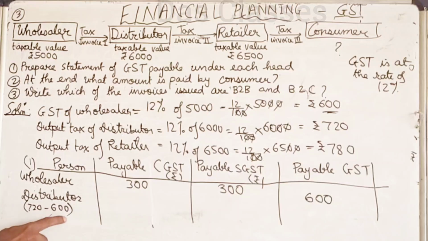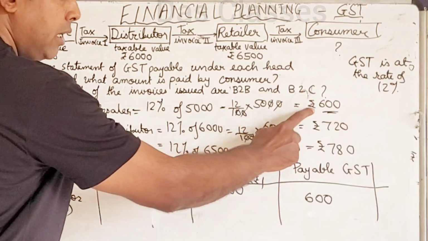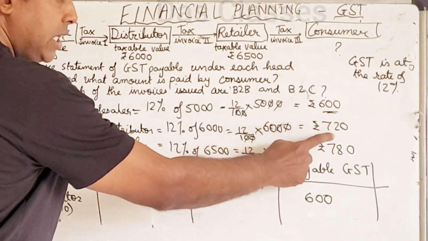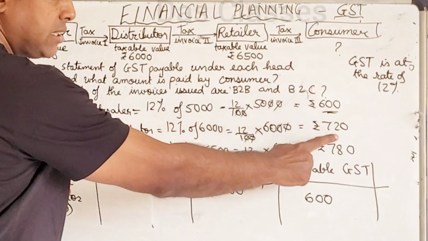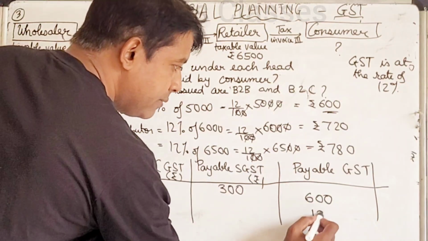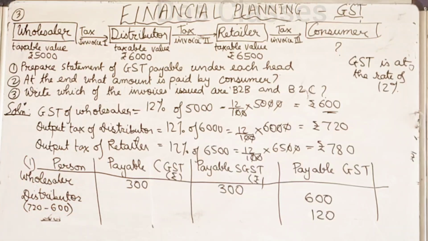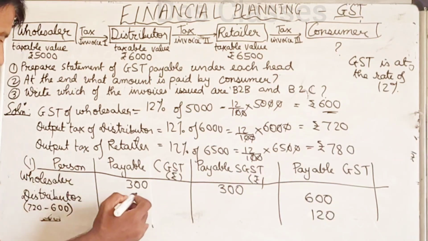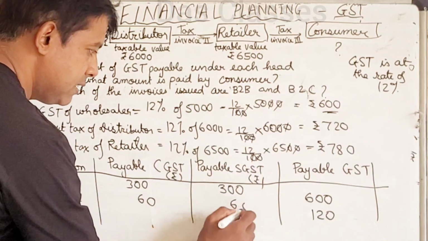Okay, so 720 minus 600, because 600 he bought for and 720 he sold for. So this is the input tax and this is the output tax. When I subtract that, that comes to 120. So 120 has to be paid by him, and again equally divided, 60.